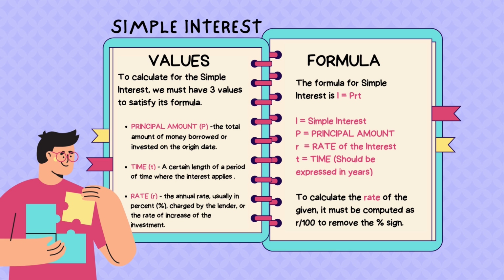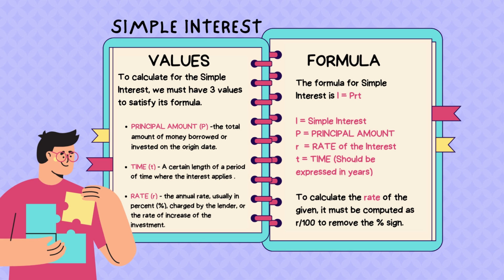Firstly, the principal amount. This is the total amount of money borrowed or invested on the origin date. Second, the time. This is a certain length of a period of time where the interest applies. And lastly, the rate of the interest. This is the annual rate, usually in percentage. This is charged by the lender, or the rate of increase of the investment.